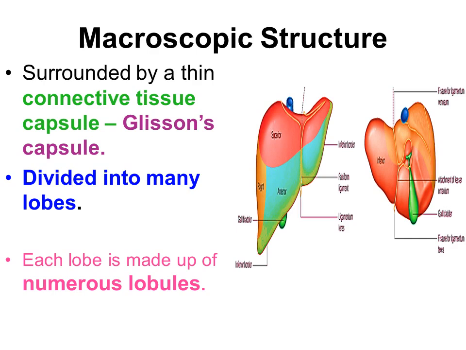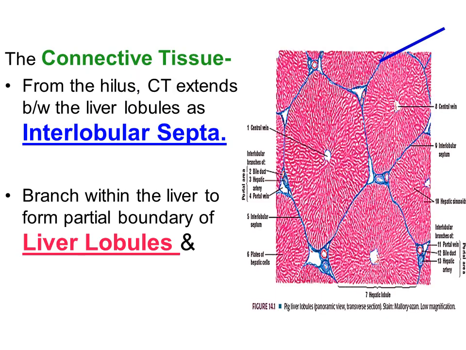If we discuss the macroscopic structure of the liver, it is surrounded by a thin connective tissue capsule known as Glisson's capsule, thereby dividing the liver substance into several lobes like the right lobe, left lobe, caudate lobe and quadrate lobe. Each lobe is further made up of numerous lobules. The connective tissue capsule further enters the liver at the porta and extends between the liver lobes as interlobar septa, further dividing and branching to form the interlobular septa, demarcating the liver lobules.